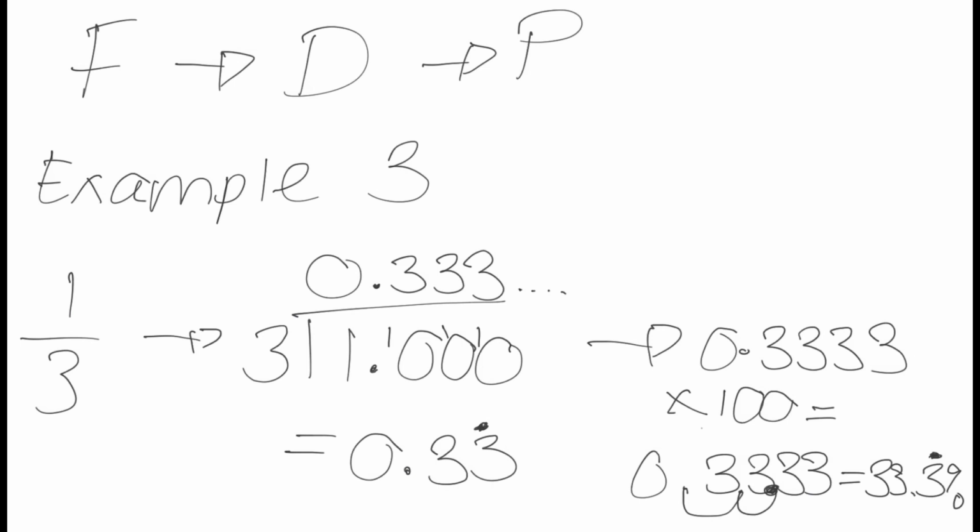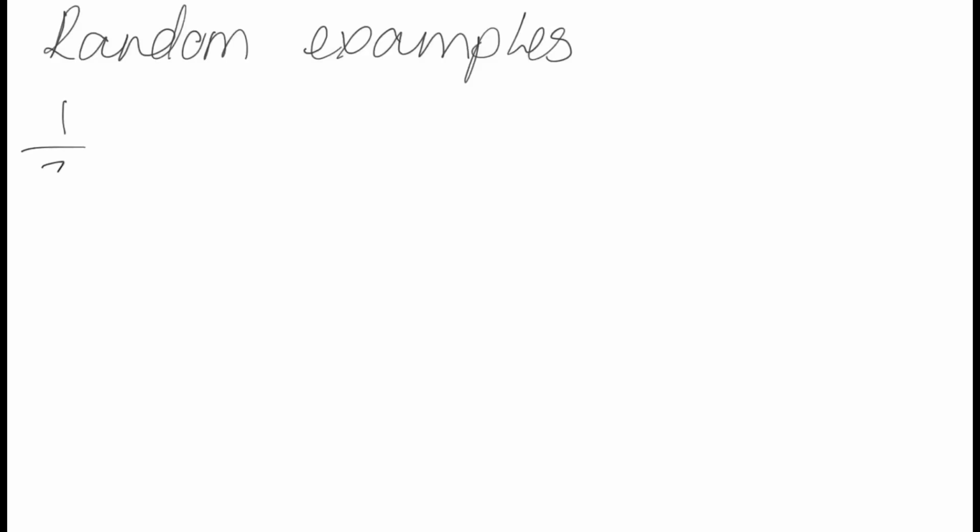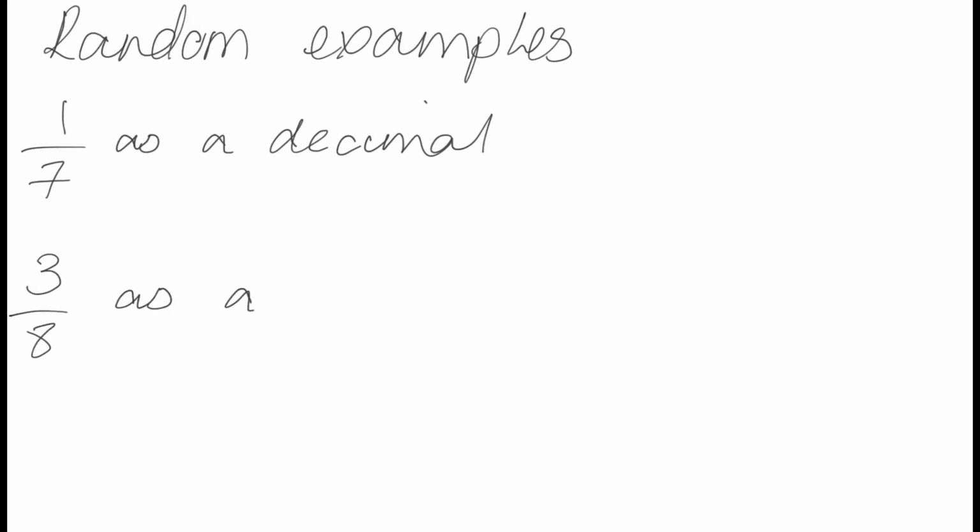Now I'm just going to run through some random examples to help you calculate. The first random example is 1/7 as a decimal. And the second one that we're going to do is 3/8 as a percentage. But first of all, focusing on 1/7 as a decimal, what we're going to do is calculate 7 into 1. Once again, that gives us 0. We note our decimal points, add our 0. We move the 1, which gives us 10.